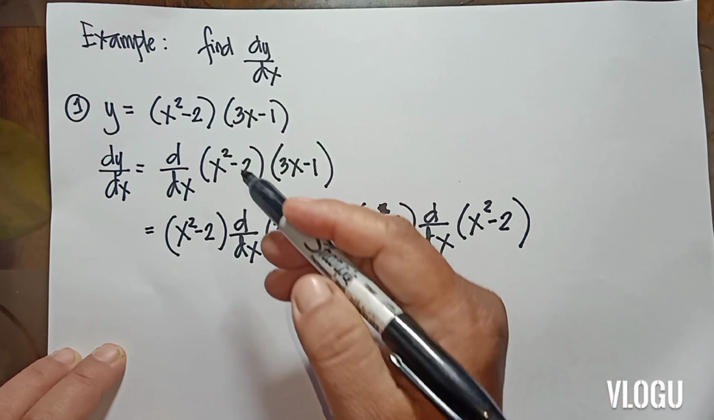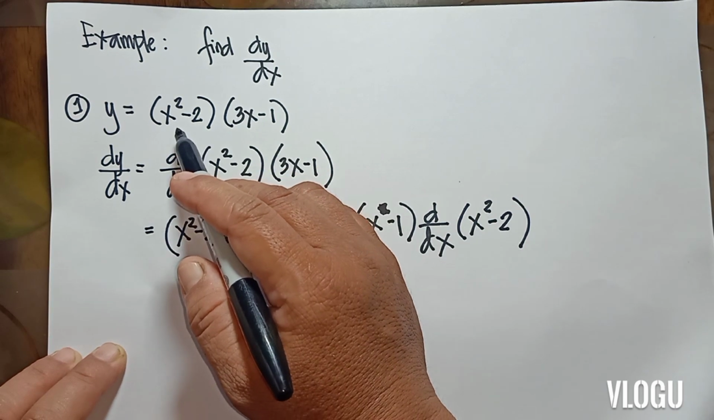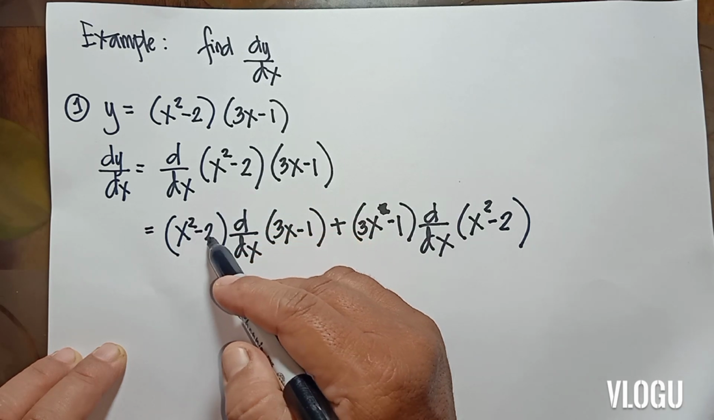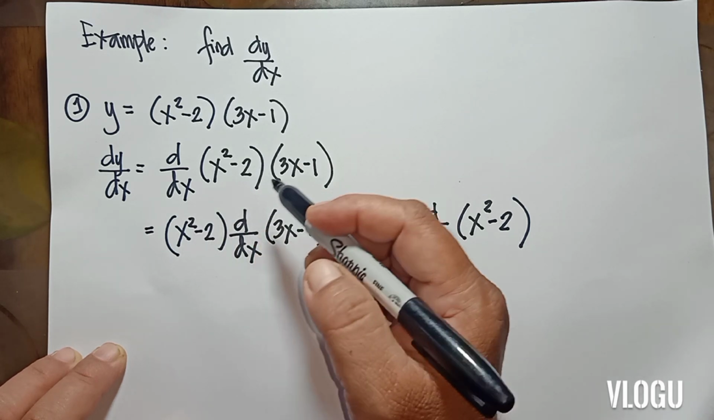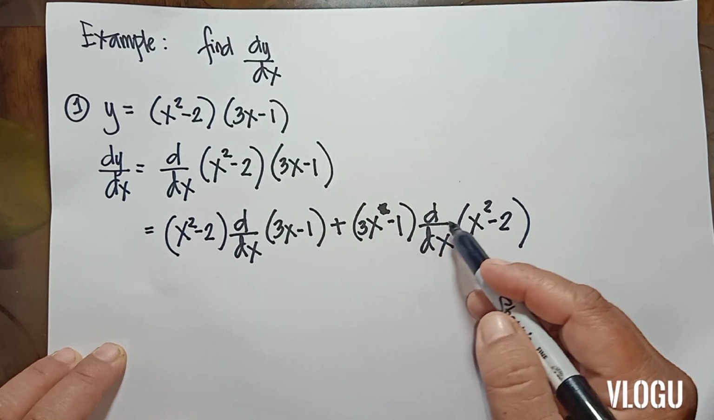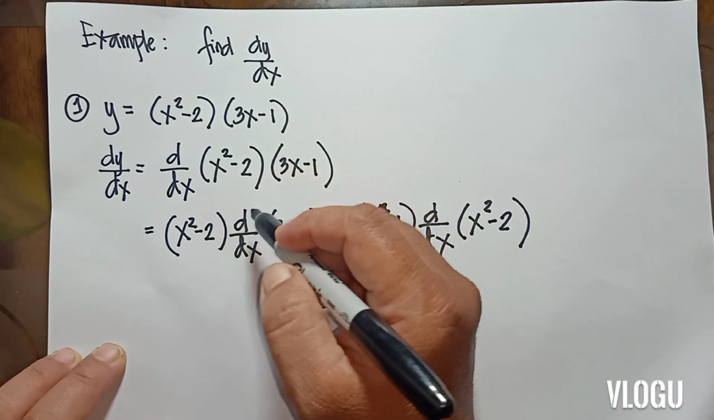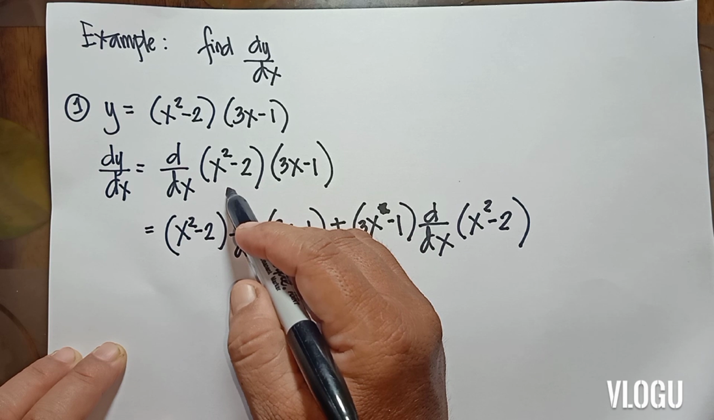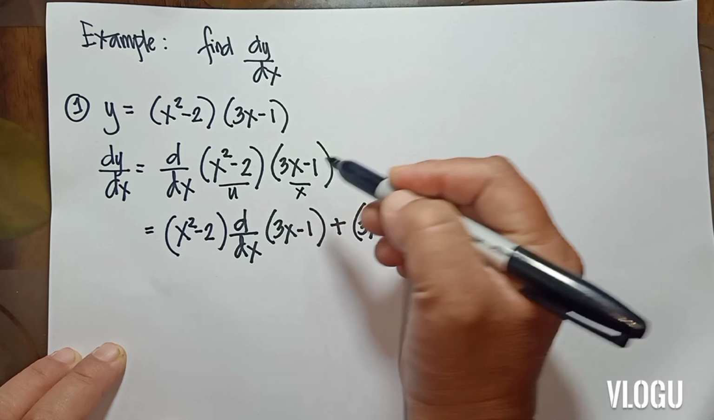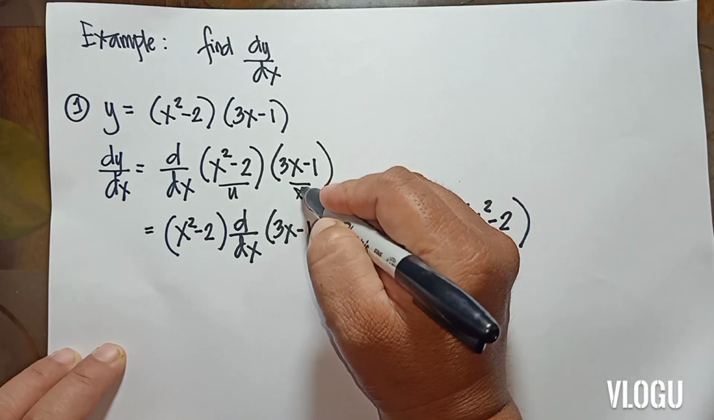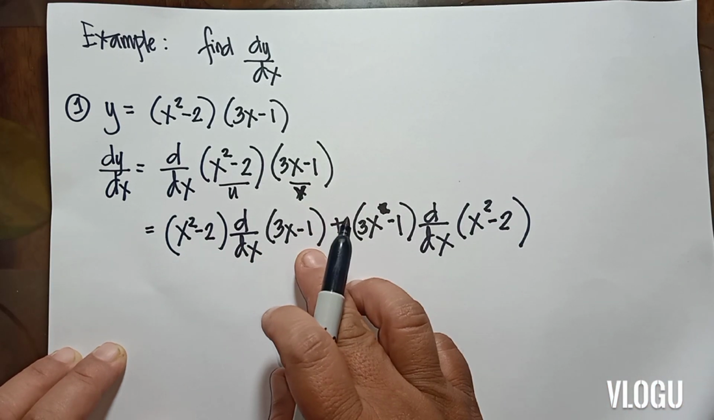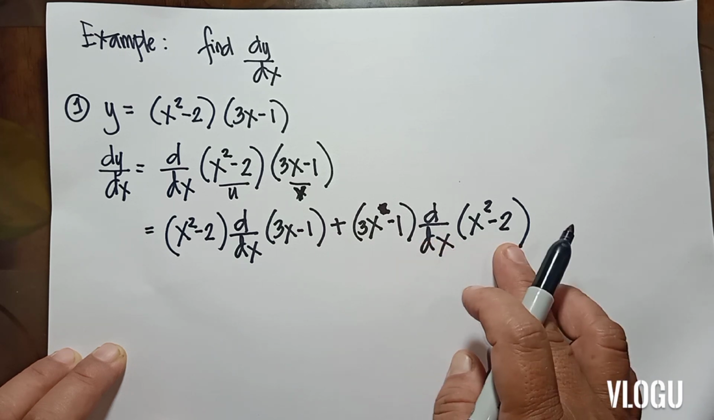So we have here u times v. You start with x squared minus 2. If that is your u, then you will have u times the derivative of v plus v times the derivative of u. So you can have this one as your u and this one, 3x minus 1, as your v. Okay, so you will have u dv plus v du.